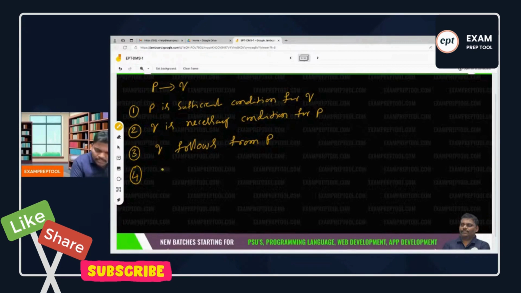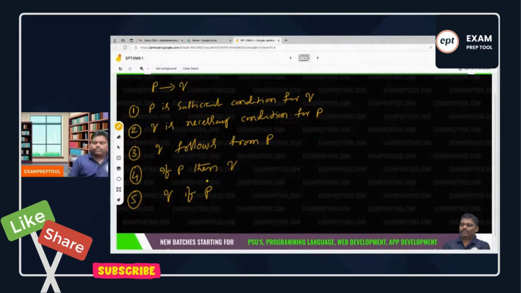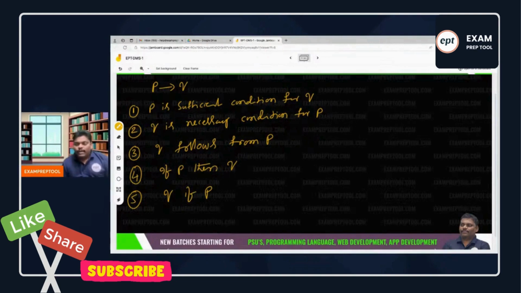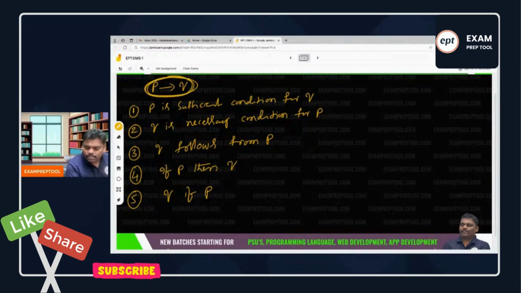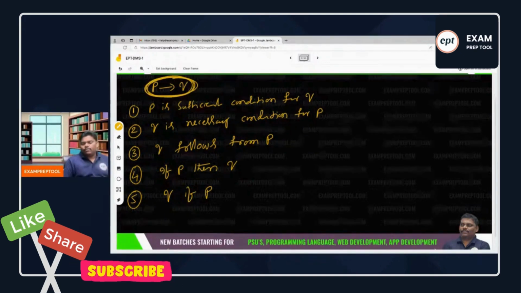One more way people say it is, if P, then Q. This is one more way of reading. If P, then Q. One more way of writing is, Q if P. Are you getting it? See, he is the one who will decide, this chapter is based on this person. Please be careful.